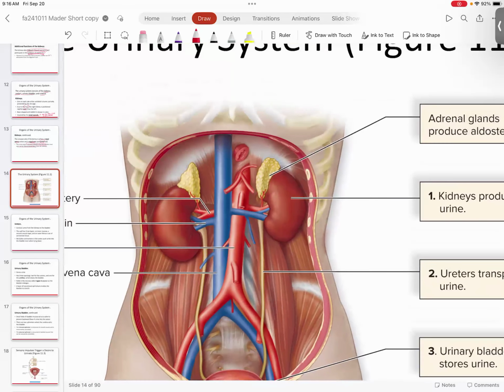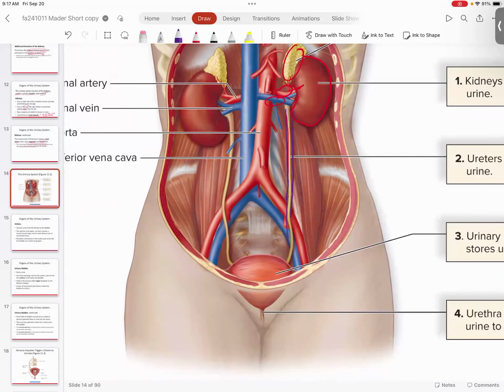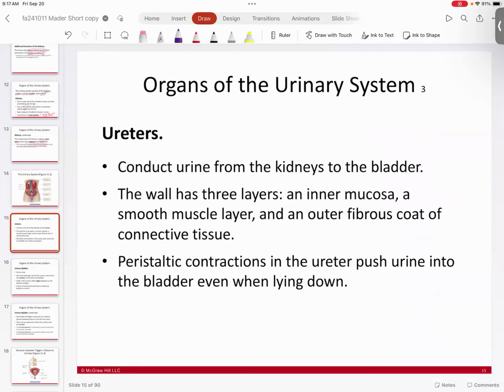So here's kind of what it looks like. Here you can see your bean-shaped kidney with your adrenal glands on top. You can see your renal artery going into the kidneys and your renal vein coming out of the kidneys. From the hilum, you also see your ureters, which are long tubular-like structures that then lead to the bladder. And then from there, you'll have the urethra, which leads outside the body.